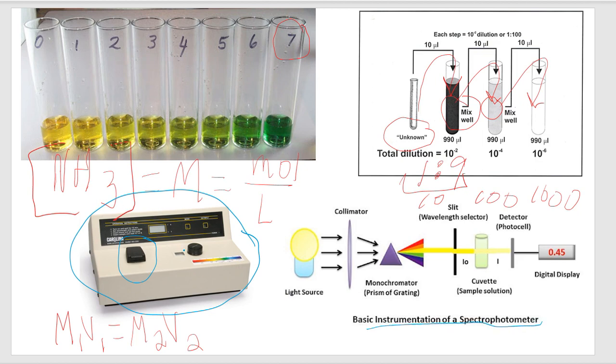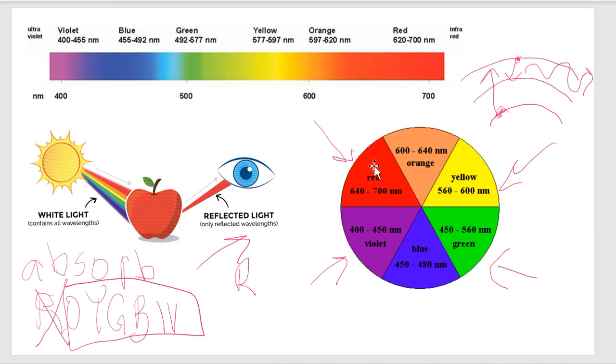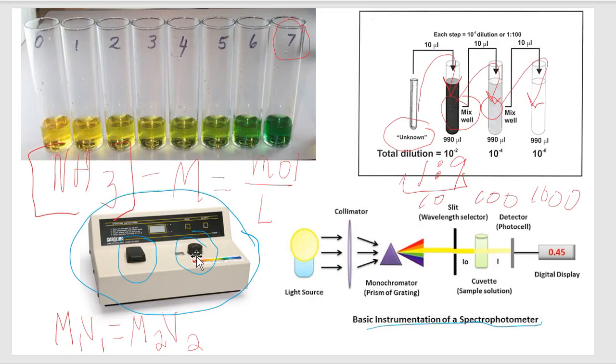So there's a light source somewhere in this box, and that light source is going to pass through a color, right? And this knob right here, you're going to set it to what color you want to pass through. So if we have a green solution, remember that it's reflecting green, it's absorbing red. So we want to set the wavelength to a red color. So using this little knob, we're going to set it to a red color if we see green, right? So we're going to have red go through it.